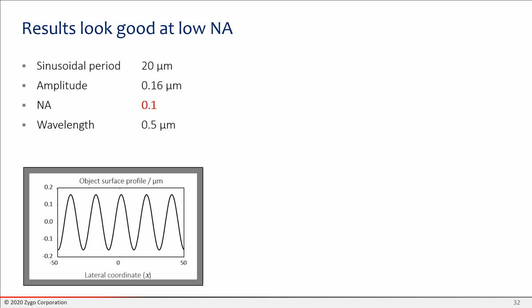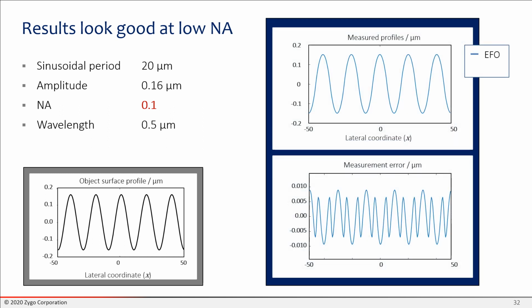As a first comparison example, we'll take a relatively small numerical aperture, 0.1, and we'll look at a sinusoid. You see the object surface profile there with a 20 micron period. If we apply the EFO model, we get these types of predicted results. There's the measured profile, and there is some predicted measurement error having to do with not quite capturing all of the diffraction orders, all of the spectrum of plane waves. If we overlay the results from the more realistic 3D TF model, we see pretty good agreement. So that's a good result. That says that under these conditions, with this type of an object profile and this numerical aperture, we can use an EFO model.